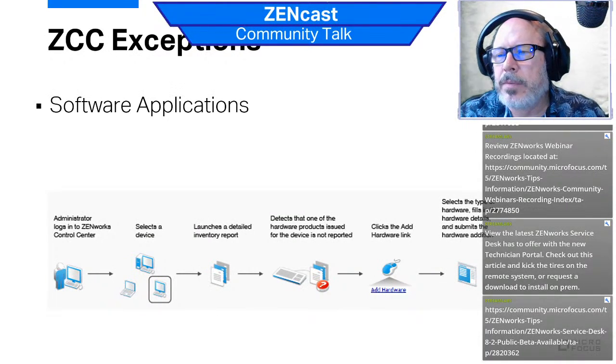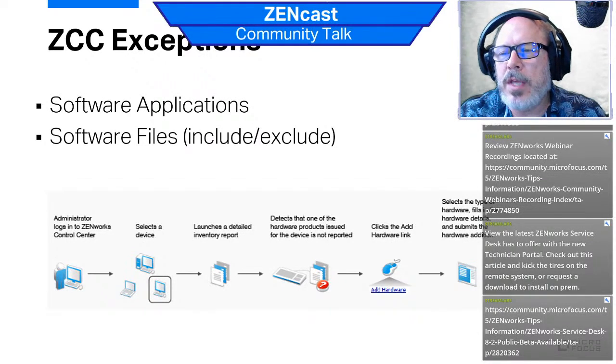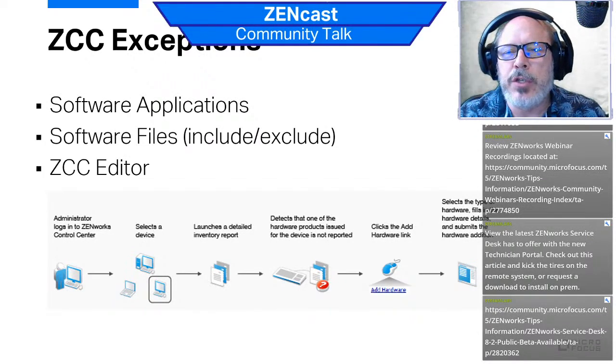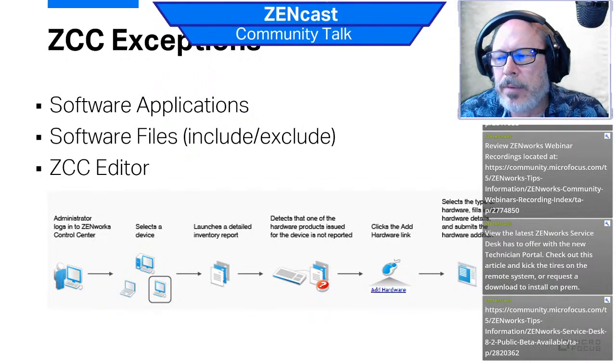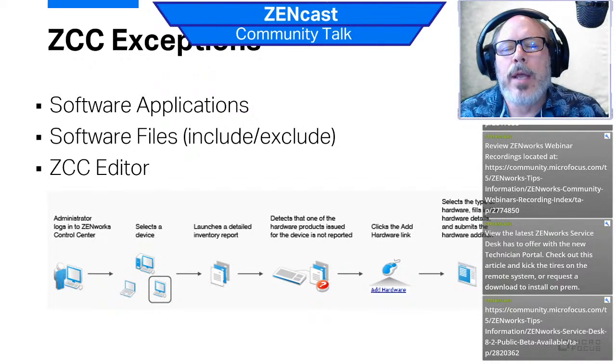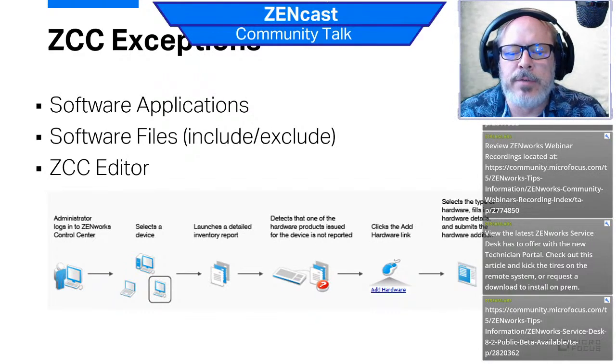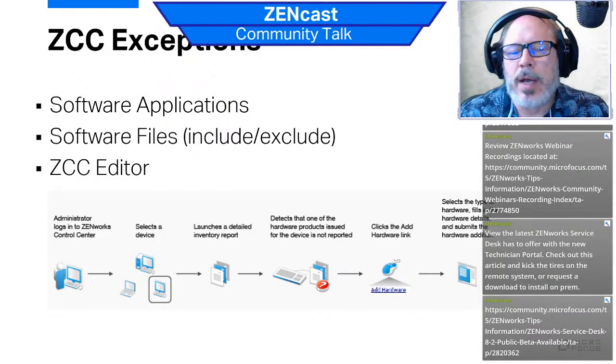ZCC exceptions. So there are a few things you can do, like I said, you can start tailoring it to your environment. You can tailor the software applications. You can include and exclude software files. In the ZCC, you can edit. You can actually click on Add Hardware and say, I have this particular external hard drive on this device, or I have this printer attached to this device, or IP phone, or whatever else might be a peripheral that the agent doesn't happen to pick up. You can actually add those things to it.